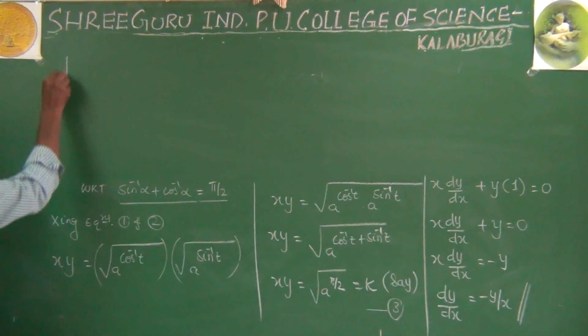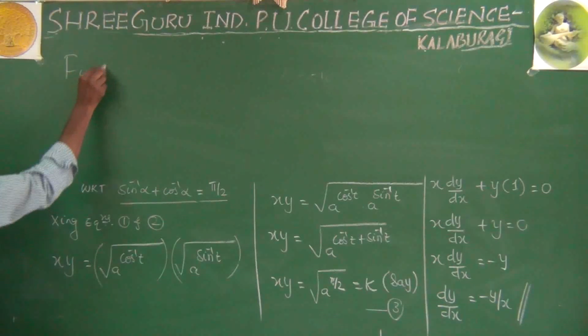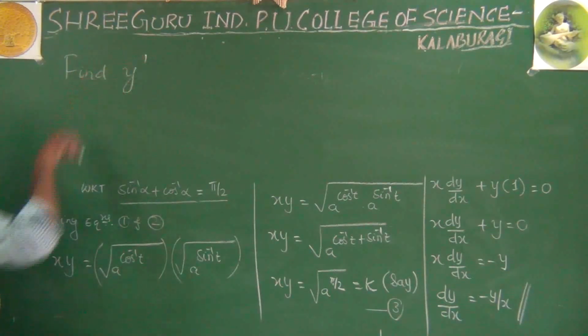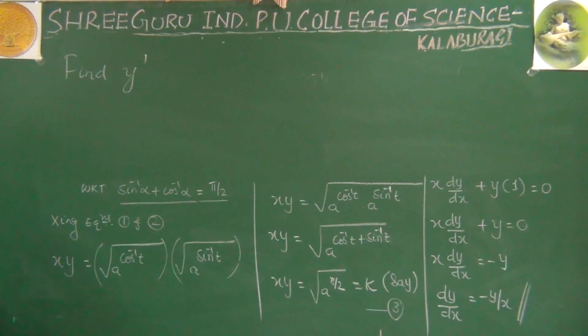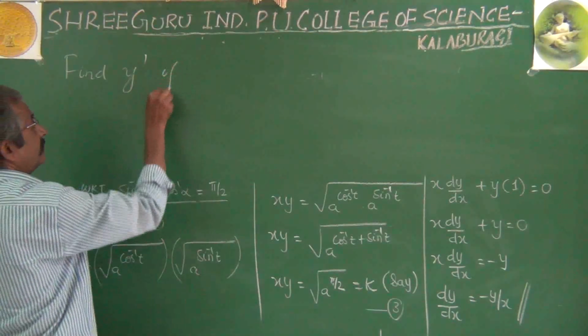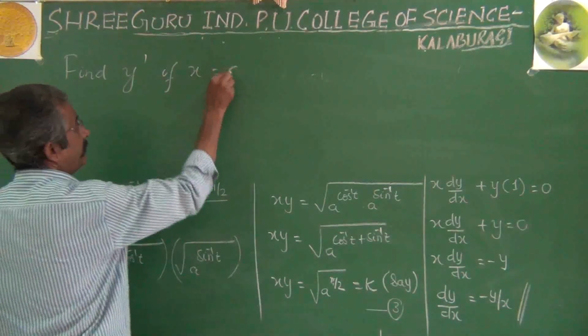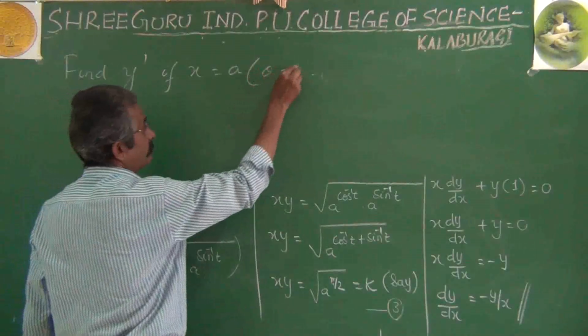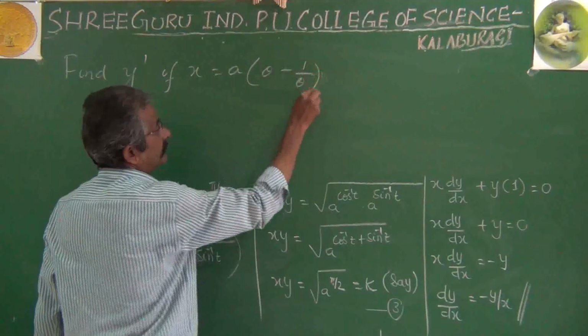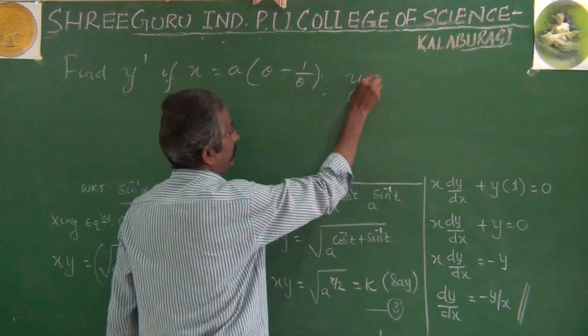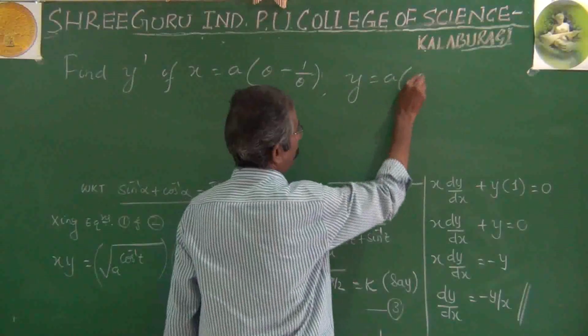Next question, find y dash or dy by dx, anything can be taken. Find y dash if x equals a into theta minus 1 by theta and y equals a into theta plus 1 by theta.